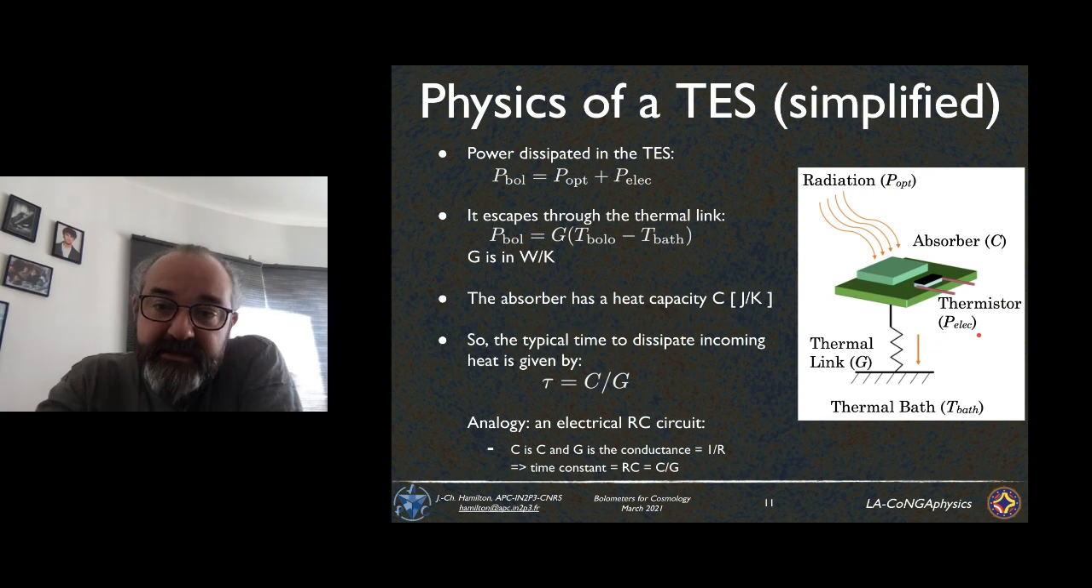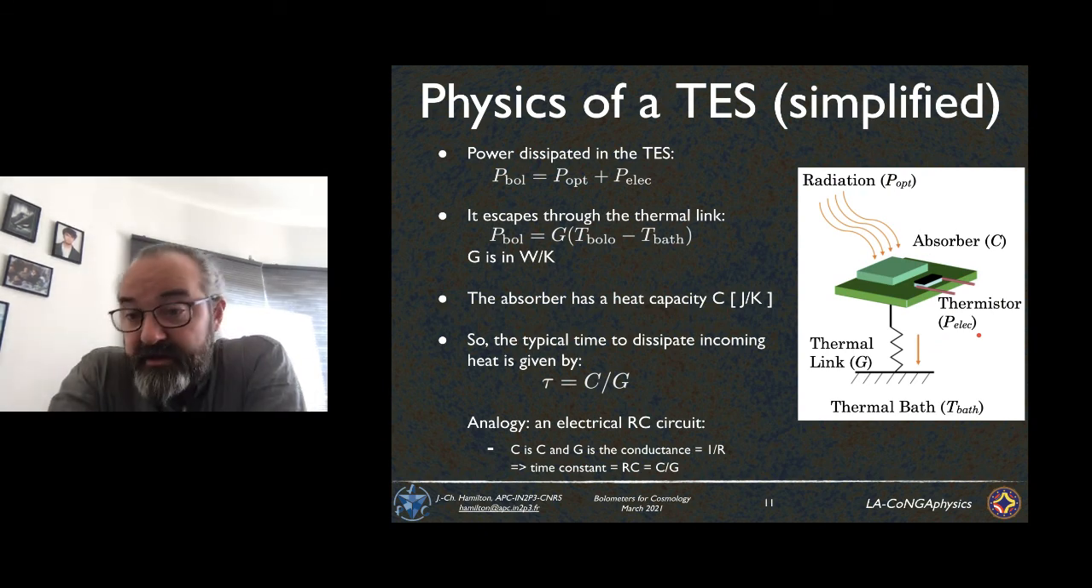In the case of a TES, it's polarized in voltage. And so you have some electric power, which is here, which is V squared over R, of course, at this temperature. And this is linked with the thermal bath through this thermal link G, okay? And G basically tells you the connection between the power dissipated in the bolometer, the temperature of the bath, and the actual temperature of the bolometer when it receives power.